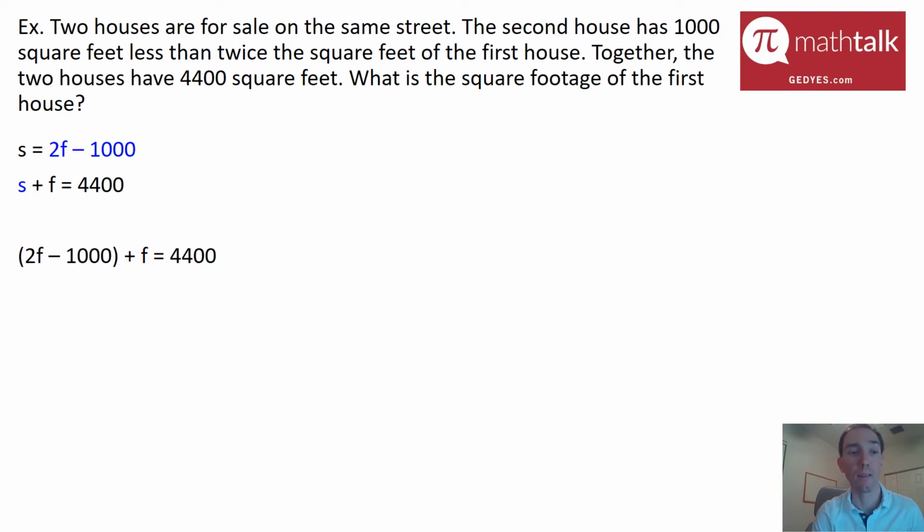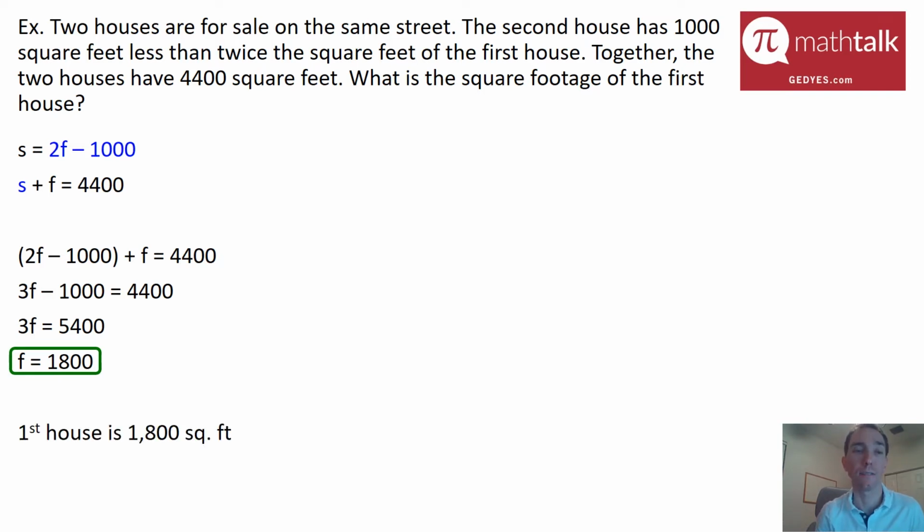All right. Now that my equation just has one variable, I can simplify and solve. So when I do that, 2F plus 1F is 3F minus 1,000 equals 4,400. Next step is I just add 1,000 to both sides. That gets me 3F equals 5,400. And then my last step is to divide both sides by 3, which gets me F equals 1,800. So that means F, since F is indicating the first house, and they ask us for the square footage of the first house, my answer is that the first house has 1,800 square feet.